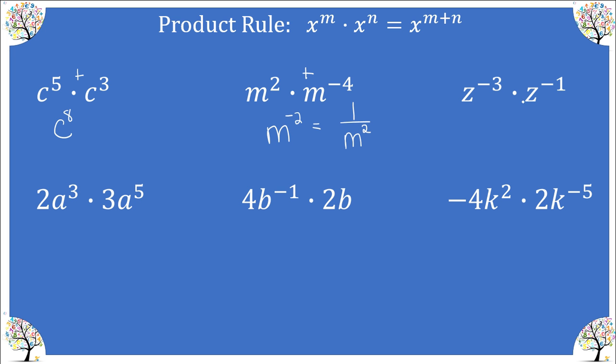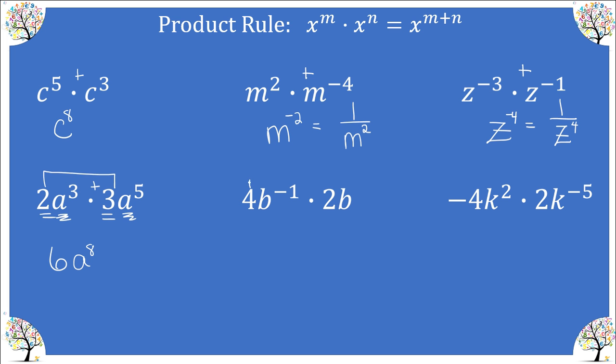We have two z bases. We can write it as one base, and we add negative 3 and negative 1. We get negative 4. Again, we need to turn this into a fraction and make it a positive 4. On the last ones, we have some coefficients. So this just means we're multiplying 2 times 3, just like normal. And now I can write my two a's as a single a by adding the exponents.